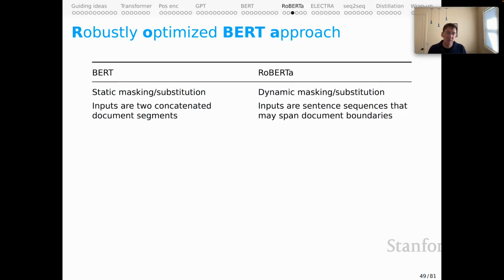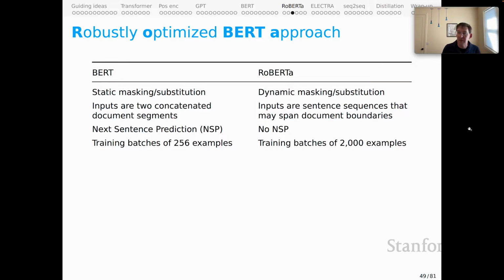For BERT, the inputs to the model were 2 concatenated document segments, and that's actually crucial to their next sentence prediction task. Whereas for RoBERTa, inputs are sentence sequences that may even span document boundaries. Obviously, that's going to be disruptive to the next sentence prediction objective, but correspondingly, whereas BERT had that NSP objective, RoBERTa simply dropped it on the grounds that it was not earning its keep. For BERT, the training batches contained 256 examples. RoBERTa upped that to 2,000 examples per batch, a substantial increase.